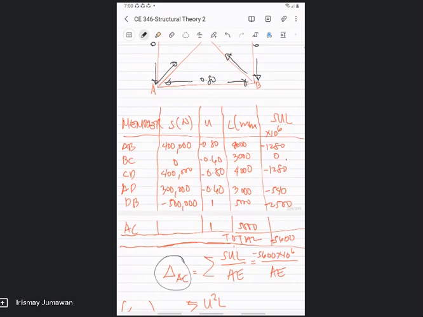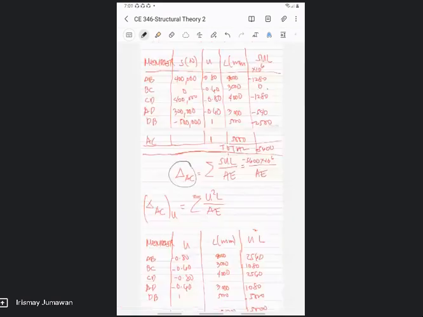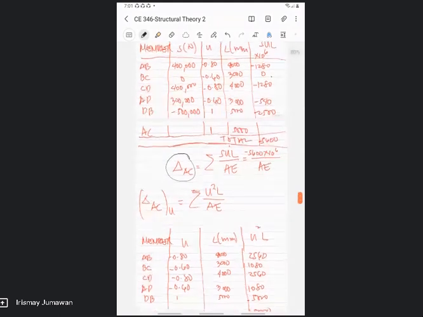Okay, so again, we need to have another table. So we have here, this is the deflection of the AC due to one unit load. So the formula is summation of U squared times L divided by AE. So that's the formula. So we need to determine or to tabulate again the values para easier for us to compute. So here I have the value for one unit load.